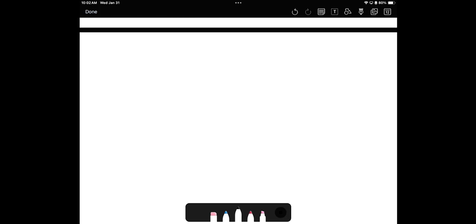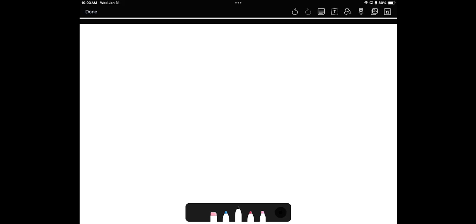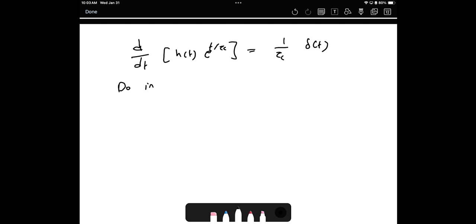Let's continue in our example to find the impulse response. Basically, we got to this conclusion: the time derivative of h of t e to the power t over tau c, using the integrating factor method, equals 1 over tau c delta. Now, we want to get rid of the derivative, so let's do the integration to remove the derivative.